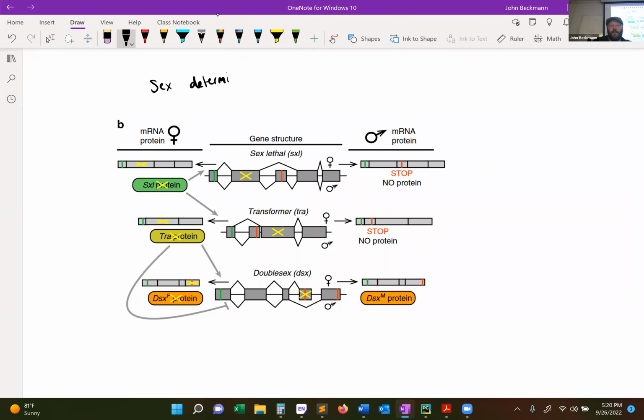Yes. So remember back to our sex determination. In Drosophila, and it's somewhat similar in mosquitoes, but different, the alternative splicing in Drosophila regulates sex differentiation. And so they have these 3 genes. They're just pointing out sex lethal, Tra, and double sex. These are key genes in the sex determination pathway.